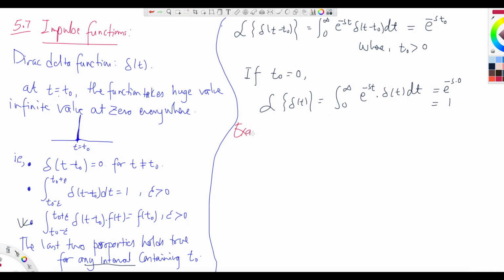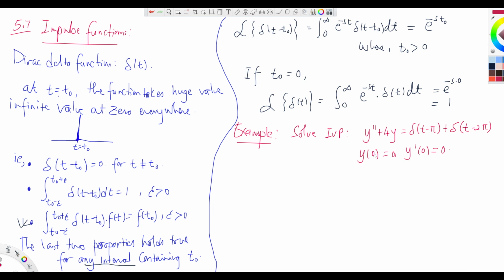Example: solve the initial value problem. It is given as y double prime plus 4y equals delta function at t minus pi, plus delta function at t minus 2 pi, with the initial conditions y at 0 is 0, and y prime at 0 is also 0.